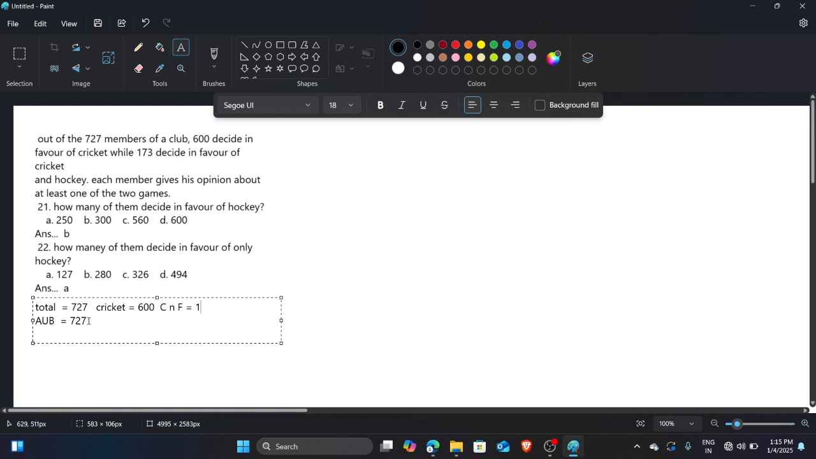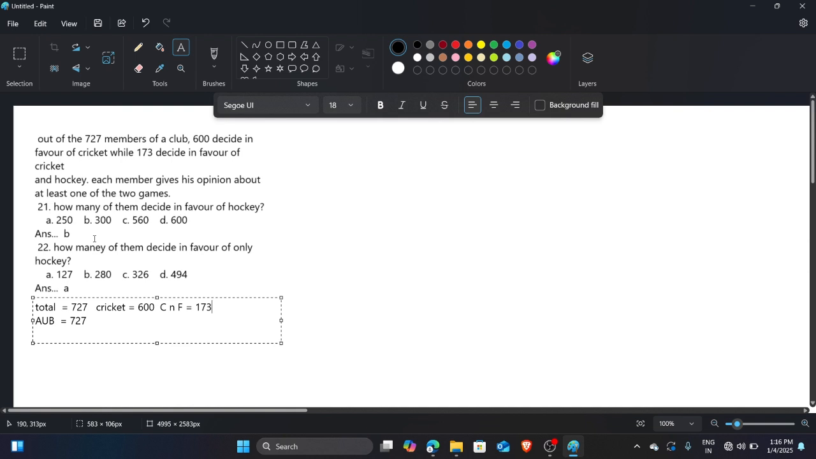The intersection is 173. The intersection is something which comes in both parts, like the students who play cricket also and hockey also. So they intersect with each other, so we call them an intersection. The 173 students are those who play both games. Each member gave his opinion about at least one of the two games. So we have total, we have cricket, and we have hockey.